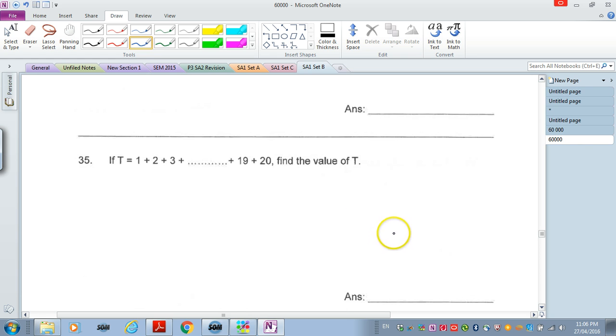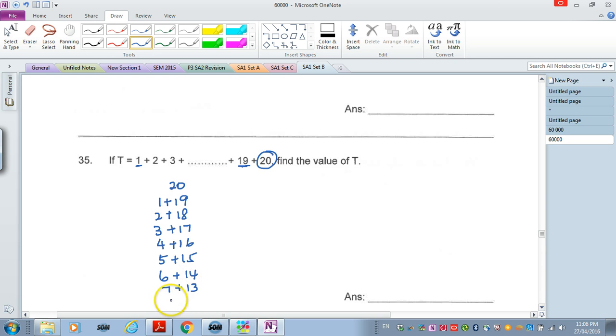Question 35. If T is 1 plus 2 plus 3 plus 4 plus 5 plus 6 plus 7 all the way to plus 20, find the value of T. So I need to find the value of T. I either add all together, or I can group them. Alright, I group into groups of 20 because I have a 20 here. So 1 plus 19 will give me 20. 2 plus 18. Then 3 plus 17. 4 plus 16. 5 plus 15. 6 plus 14. 7 plus 13. 8 plus 12, 9 plus 11, and the last one is my 10.